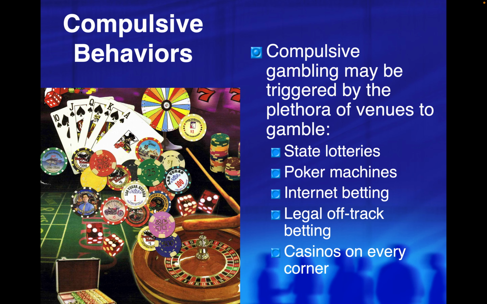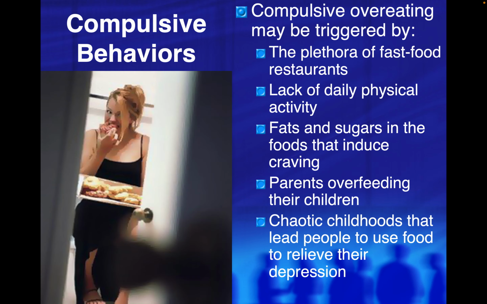Compulsive gambling may be triggered by the plethora of venues to gamble: state lotteries, poker machines, internet betting, legal off-track betting, casinos on every corner. Compulsive overeating may be triggered by the plethora of fast food restaurants, lack of daily physical activity, fats and sugars in the foods that induce craving, parents overfeeding their children, and chaotic childhoods that lead people to use food to relieve their depression.